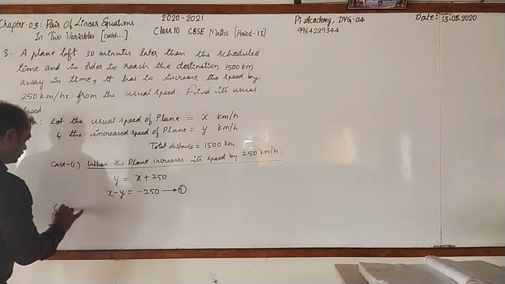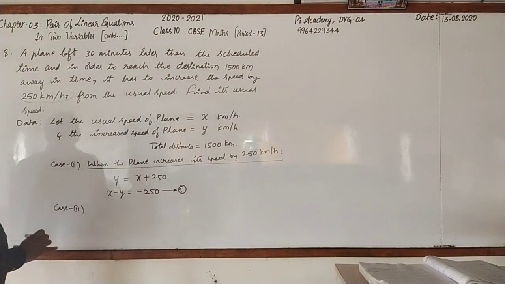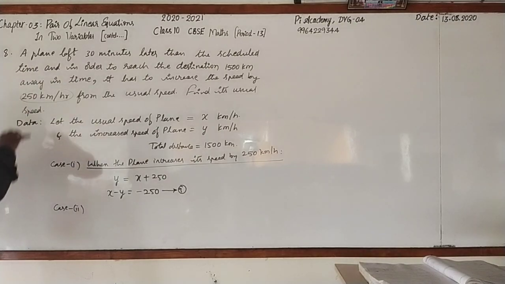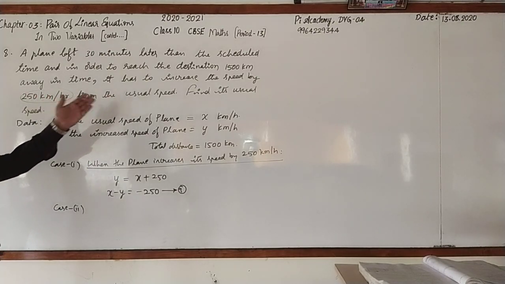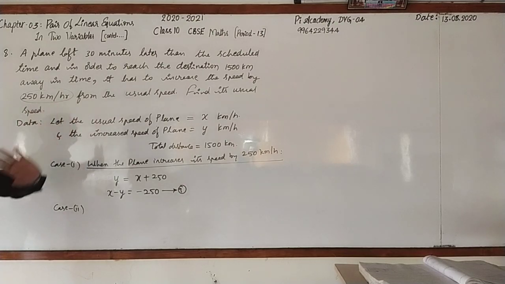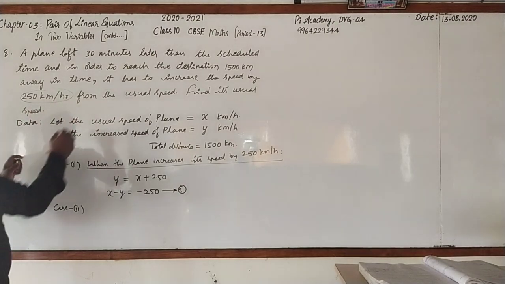Now let's move on to case 2. What is that case 2? See, a plane left 30 minutes later than the scheduled time, and in order to reach the destination 1500 km, it has to increase the speed by 250 km from the usual speed. Here 30 minutes.